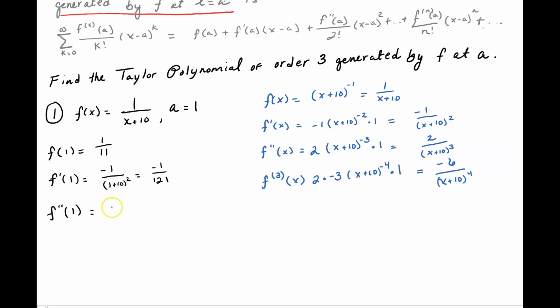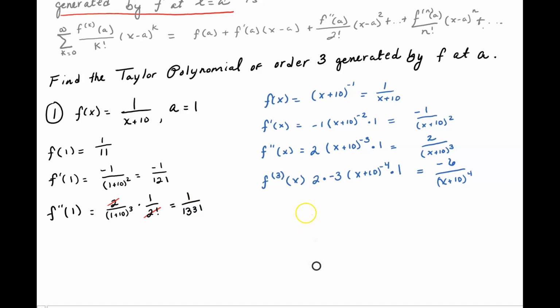So this one right here is going to be 2 over 1 plus 10 to the third power. And then we multiply it by 1 over 2 factorial, which is just 2 times 1. So the 2 crosses out the 2 factorial, and you are left with 1 over 11 cubed, which is 1 over 1331. Okay, so just like that.